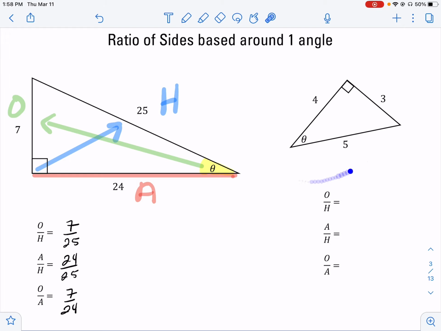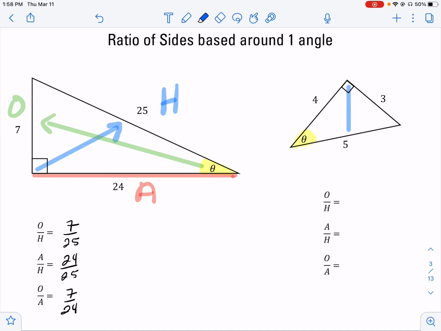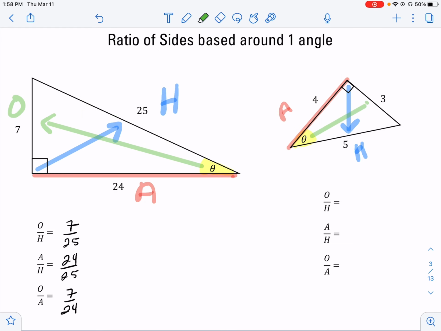We can do the same thing for this triangle over here. Notice the very first thing I want to do is locate my theta, and then I want to label everything based off of that. So my hypotenuse is across from my 90. The other side that is touching this is going to become my adjacent, and meaning that if I draw all the way across, I'm going to find my opposite.